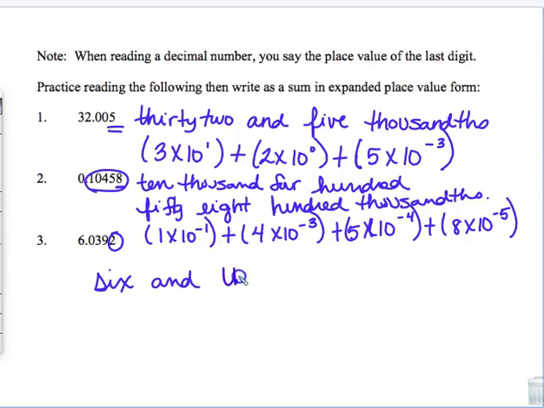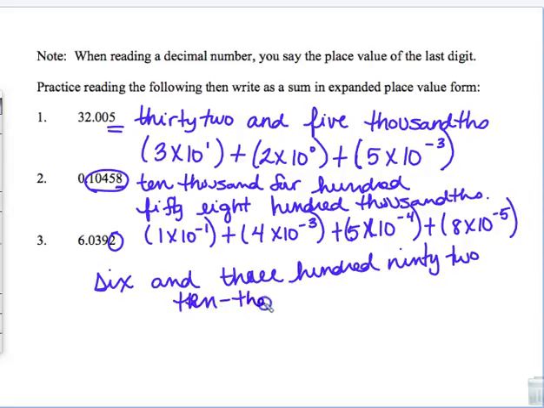392. And remember, we said it's in the 10,000th spot. So 6 and 392, 10,000ths.